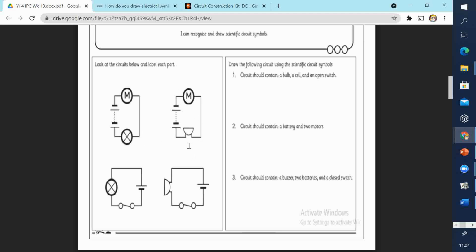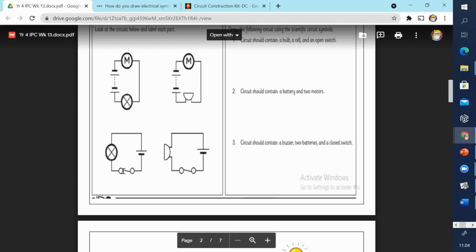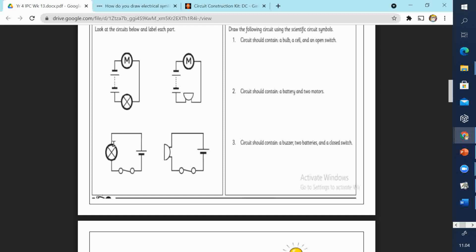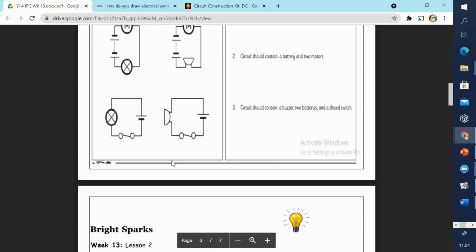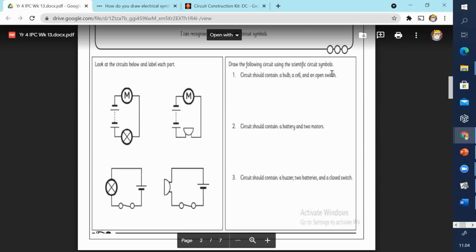This circuit is the same, but what is this? Buzzer, yeah. Okay, and then finally, what is this thing here? Switch. And is the switch on or off? I think it's on, okay, because it's connected. If it was off, then the line would not be touching the circle, yeah? It would be open. Okay, so here in this part, it says draw the following circuit.